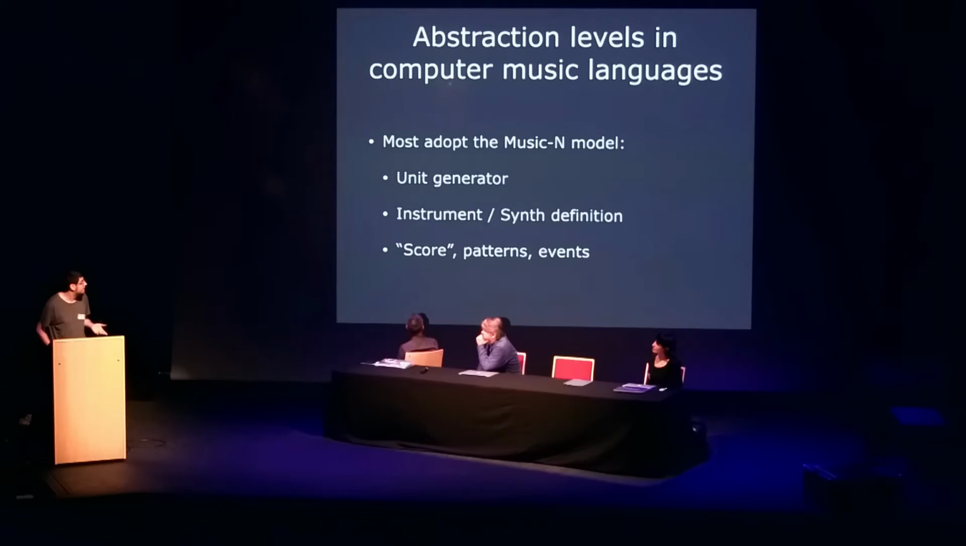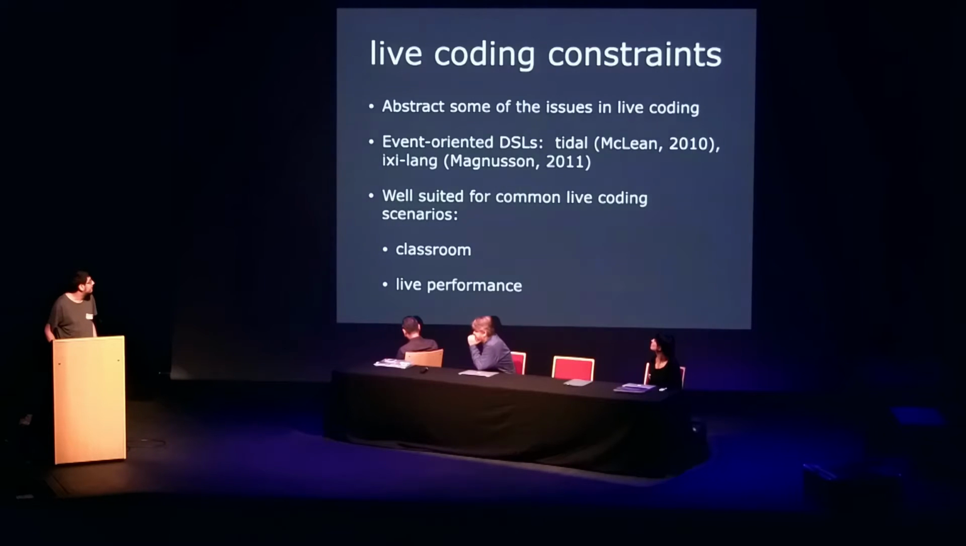First, there's the unit generator, which is the basic building block that you use to build patches or synthesizers. So the unit generator is like the oscillator or the filter. You build a synth definition or an instrument, and then you use some other abstraction to control the instruments, a score. You define patterns, events, and so on. And so when these kinds of languages started to be able to run in real time, the idea of live coding sort of emerged.